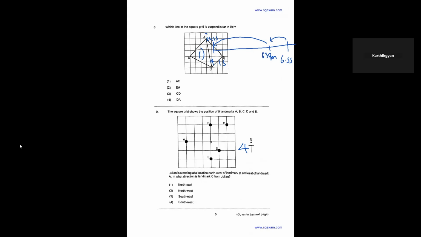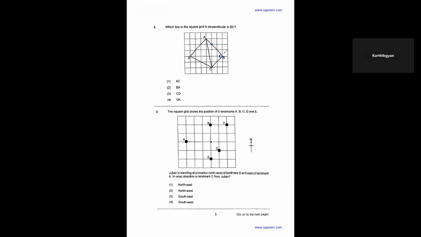Question 8. Which one is perpendicular to BC? If you look, this is cutting 2 squares and stops here. If you're going in this direction, you should also cut 2 squares and stop here. So therefore, this is perpendicular.